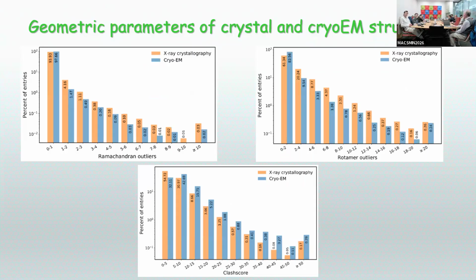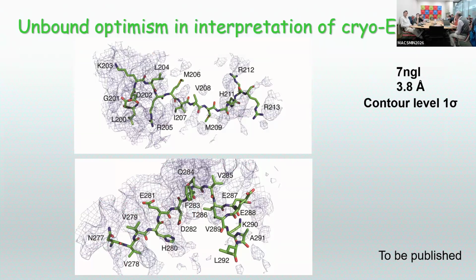And when you look at the geometric parameters of crystal and cryo-EM structures, it turns out that geometry is not that different, mainly because the refinement is all done the same way, and the refinement very much drives the geometry regardless of data. But if you look at the interpretation of the cryo-EM structures, there is still lots of optimism in fitting, because the median resolution of cryo-EM structures is 3.2 angstroms right now. And it's sometimes not so easy to fit things at that type of resolution. So one has to look with some degree of caution at the cryo-EM structures.